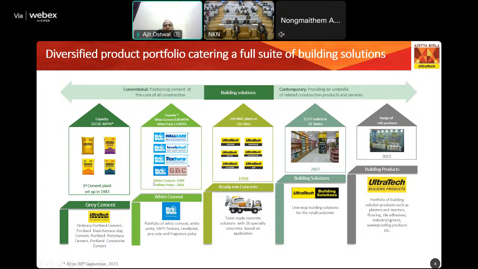In the white cement category, there are different products available. RMC has different offerings in terms of decor, floors, Duraplus, Rapid, etc. So different offerings from ready mix concrete. Building solutions, these are the outlets. This vertical was started in 2007 and is rapidly growing. Similarly, the building products division, which started in 2012, has more than 60 products in its portfolio.